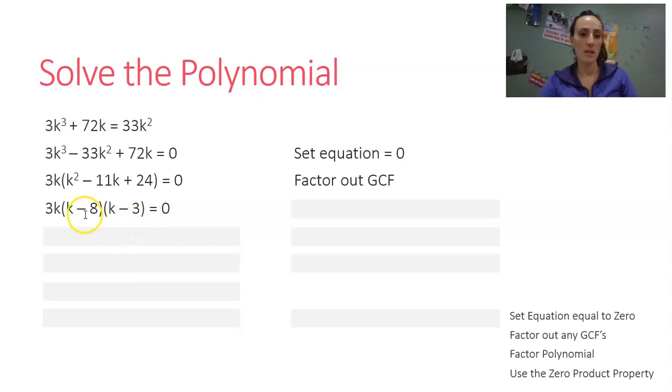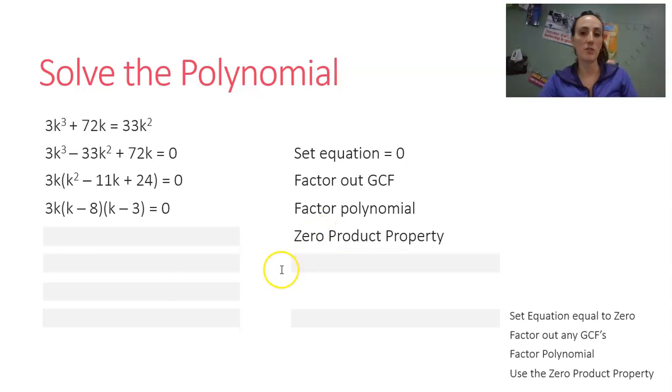I can double check because negative 8 times negative 3, and a negative times a negative is a positive, and 8 times 3 is 24. But negative 8 plus negative 3 does give me negative 11. So that checks. Now that I have factored my polynomial, I use my zero product property. This says that I need to take anything that's being multiplied together and set that equal to 0. So my 3k could equal 0, my k minus 8 could equal 0, my k minus 3 could equal 0.